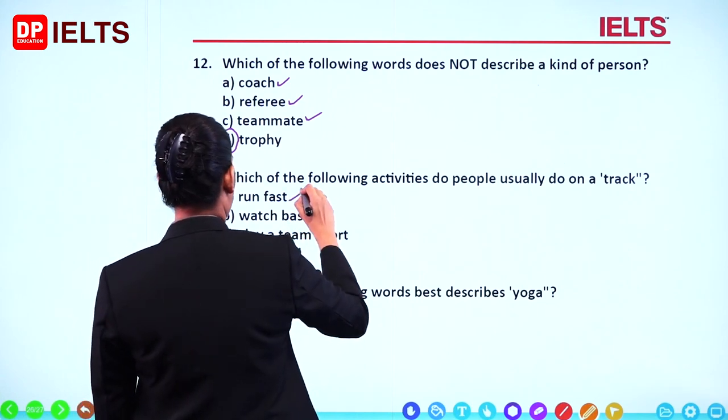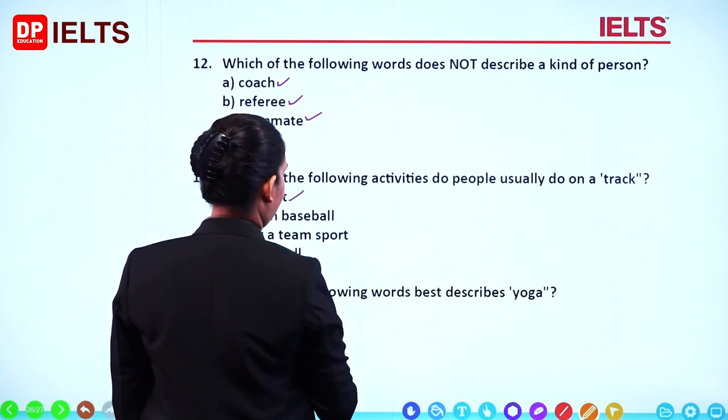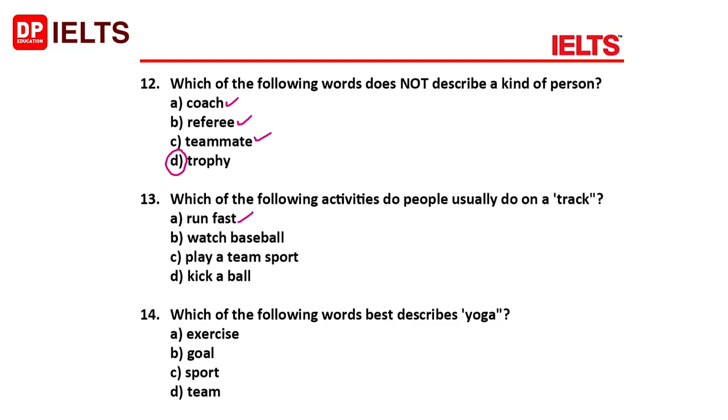You run fast on a track. You watch baseball. You don't really watch baseball on track. You could play a team sport. You could kick a ball on a track. Watch baseball. Okay. Which of the following words best describes the word yoga? Yoga is actually a form of exercise. So I would say exercise.